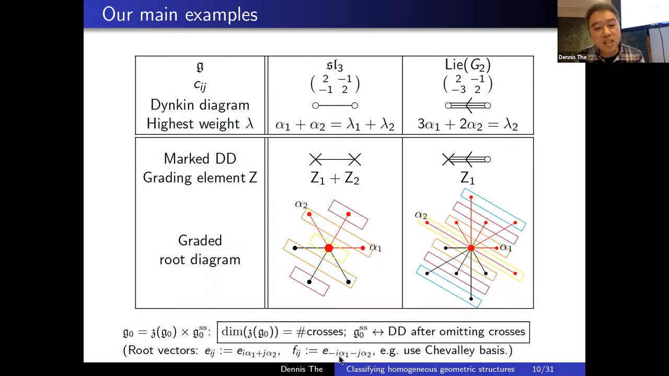In general, one can rescale. These are just eigenvectors, right? The eigenspaces are one-dimensional, each of them. One can rescale these, and I'm going to make a choice of normalizing those scalings to work in a so-called Chevalley basis. In particular, in this basis, it's nice in that the structure constants are all integers. But that's just a convenient choice.